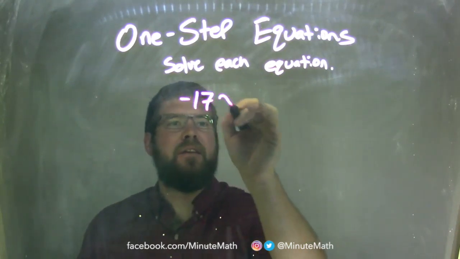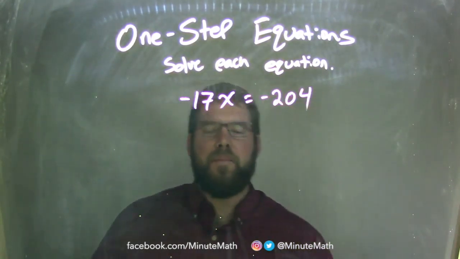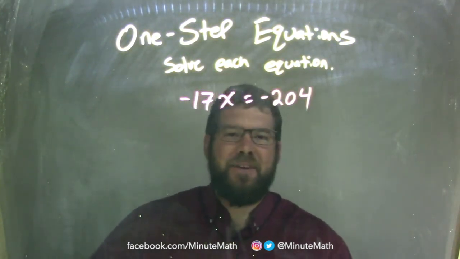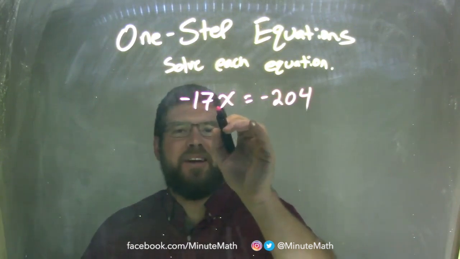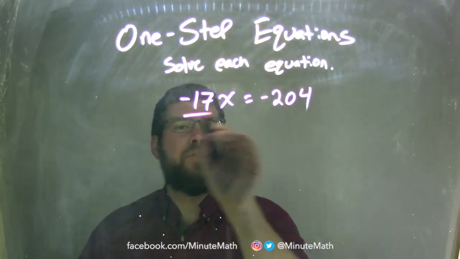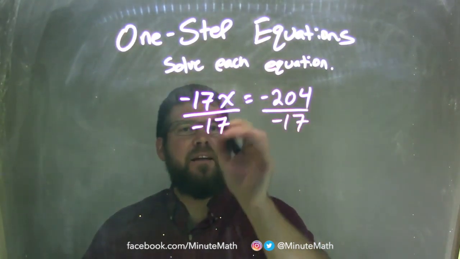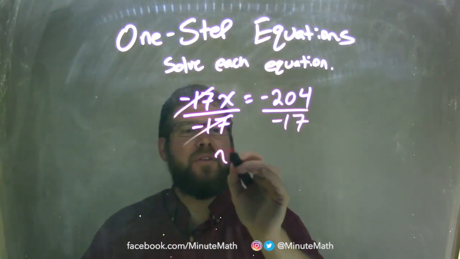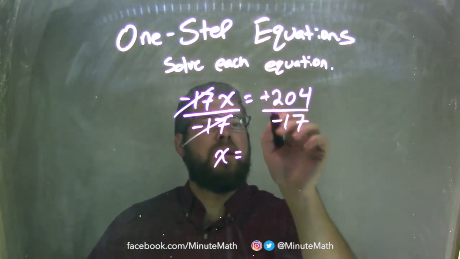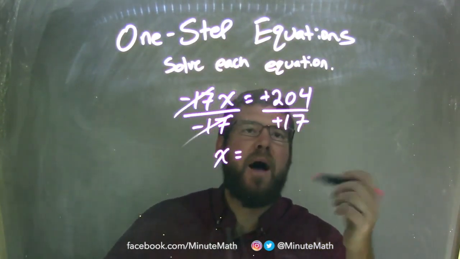Negative 17x equals negative 204. Well, that's multiplication right here, right? So I got ahead of myself. Opposite of multiplication is division, so I'm going to divide both sides by negative 17. On the left-hand side, the negative 17's cancel out, so we're left with just x. And what's nice is the two negatives on the right instantly cancel out: a negative divided by a negative is a positive.